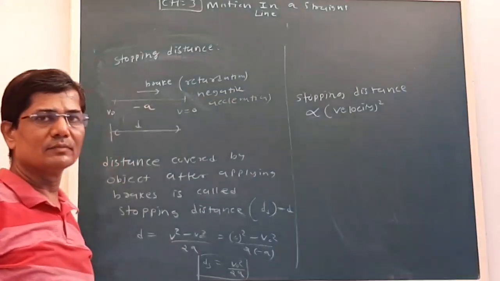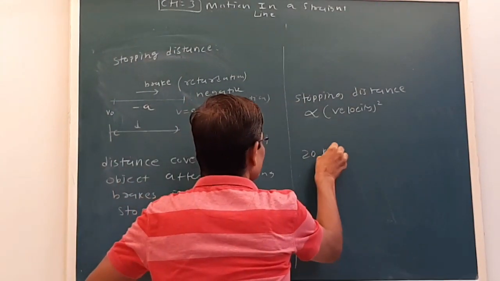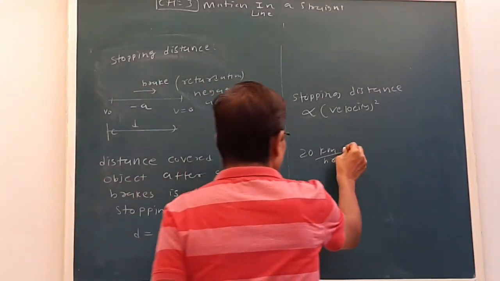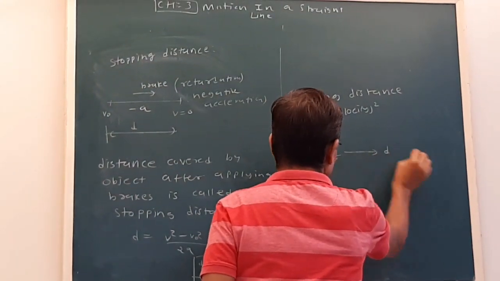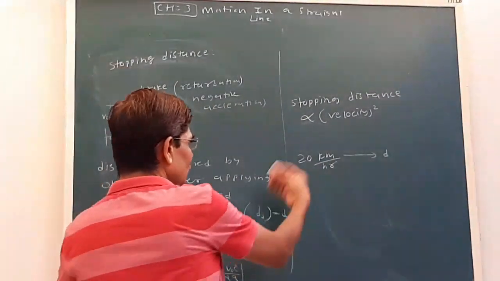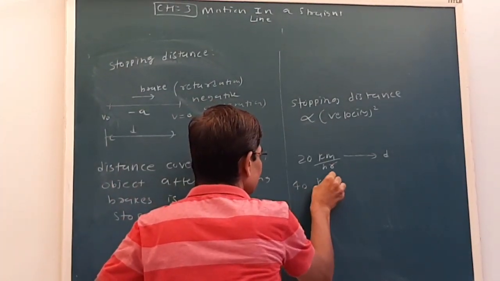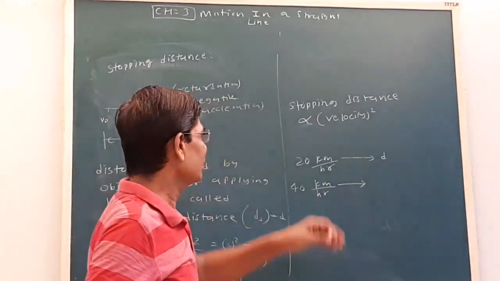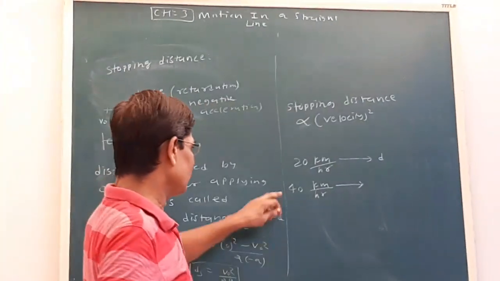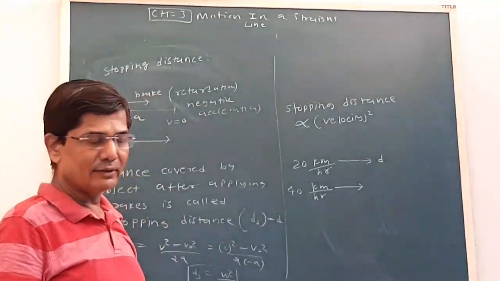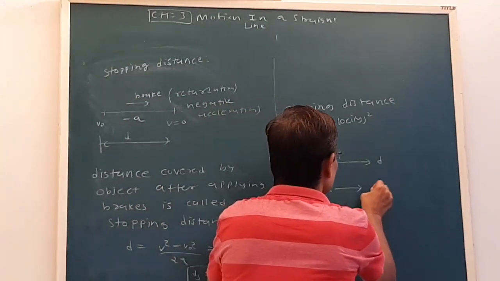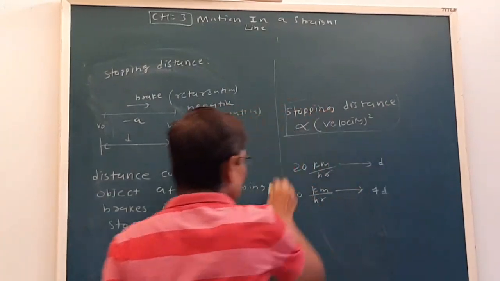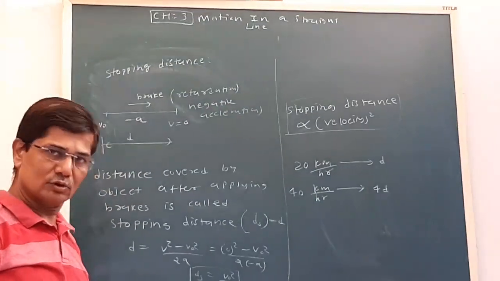See, what is the meaning of this? Suppose a vehicle is moving at a velocity of 20 km per second and we apply the brake, the distance covered will be d. But suppose the same vehicle, instead of this, moves at double the velocity. Now we have seen the stopping distance is proportional to the square of the velocity. So if I take the ratio, the velocity ratio is 2 and the square of this will be 4. So the distance covered will be 4 times. So this is important for the MCQ part. We have to keep in mind that stopping distance is proportional to the square of the velocity.